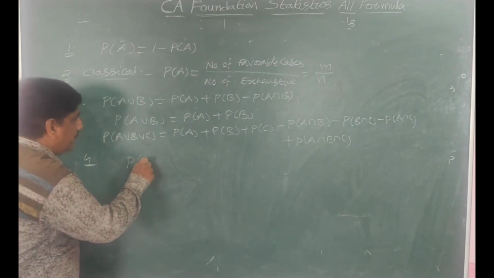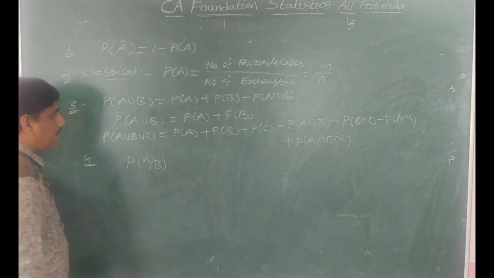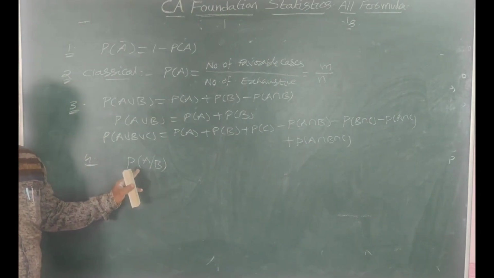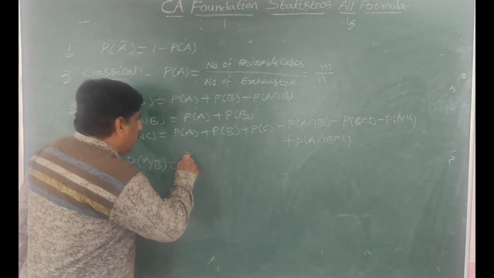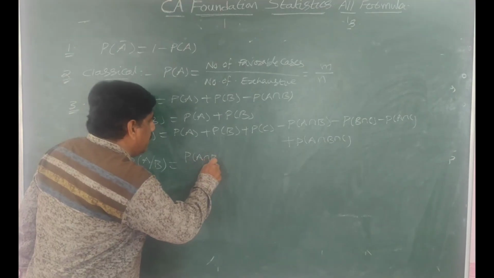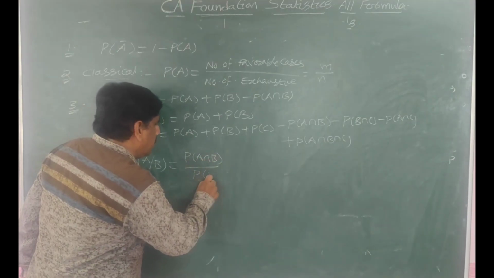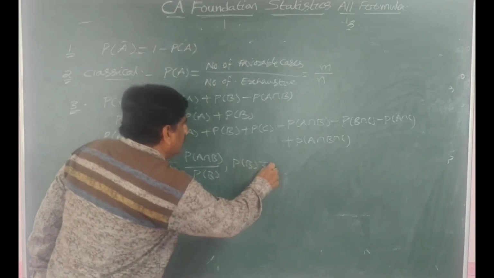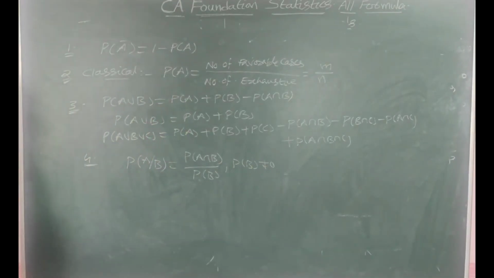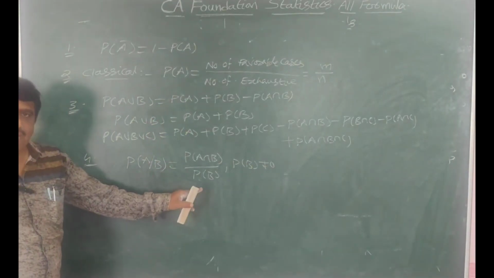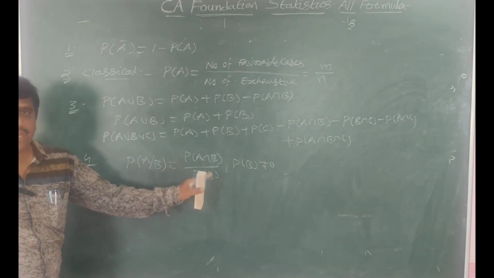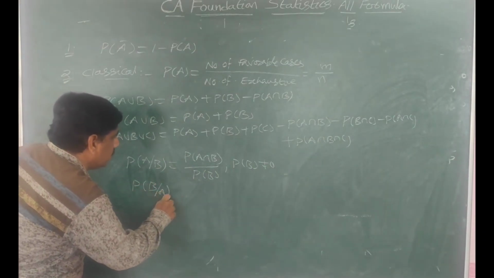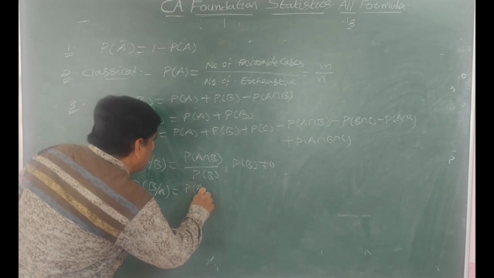After that, conditional probability. P of A given B. That means probability of A given B. After B, we are computing probability of A. Formula is probability of A intersection B by probability of B. Here the condition is our probability of B must not be equal to 0. It must not be an impossible event. If it is an impossible event, we can't compute conditional probability. Similarly, P of B given A is P of A intersection B by P of A.